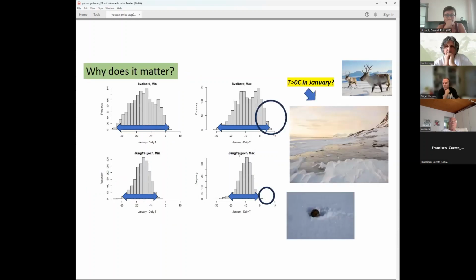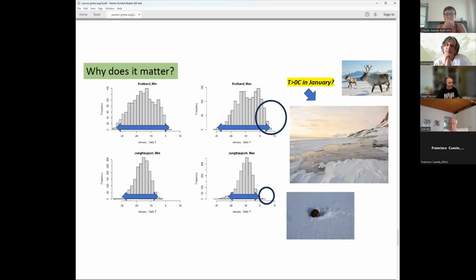Now you may ask, okay, who cares about variability? And that's where the kind of organism you are looking at, and what kind of variability you are interested in, comes in. In the winter, when you are in the Arctic, you get this huge variability in winter temperature, which means that, for example, on Svalbard, you hit temperatures above zero relatively often.